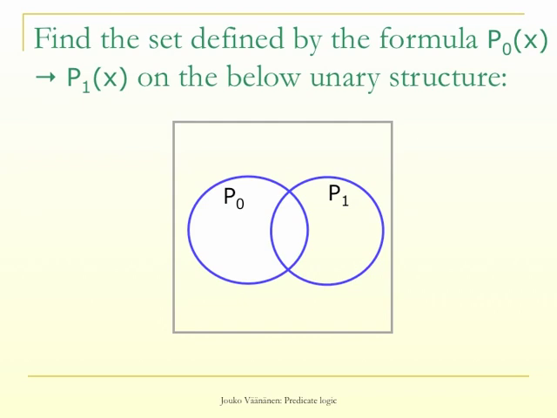Find the set defined by the formula P0x implies P1x on the below unary structure. The formula P0x implies P1x defines the set of elements of the model that are either not in the set P0m or else are in the set P1m. In other words, the formula P0x implies P1x defines the set which is a union of the complement of P0m and P1m.